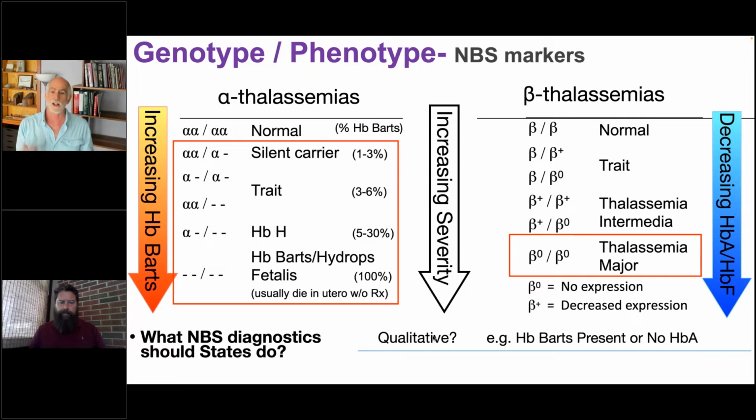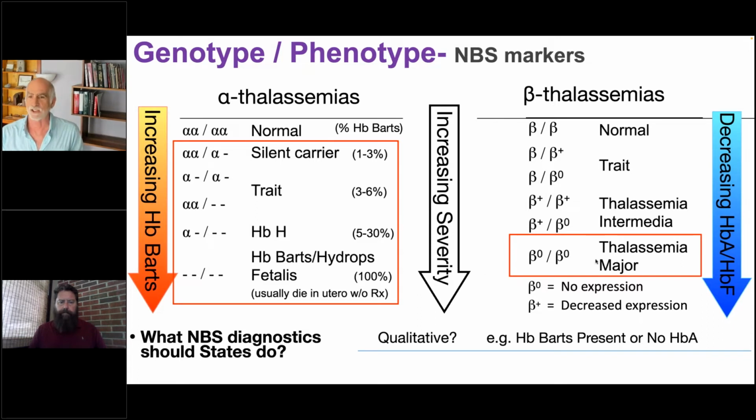Should you do a qualitative test? So for alpha thalassemia, just report out BARTS is present, which says you're somewhere in this box, anywhere from a silent carrier to this very profound state of hemoglobin H. So it can be sensitive, but not specific for the form.